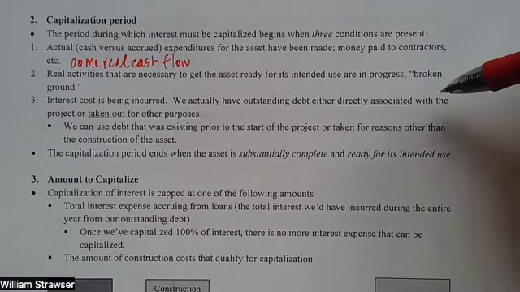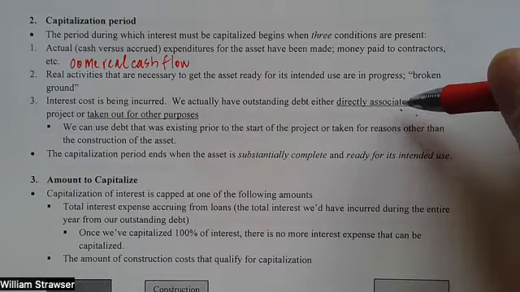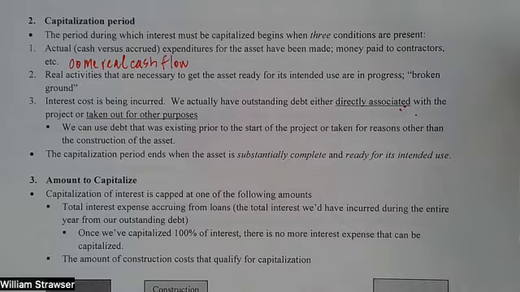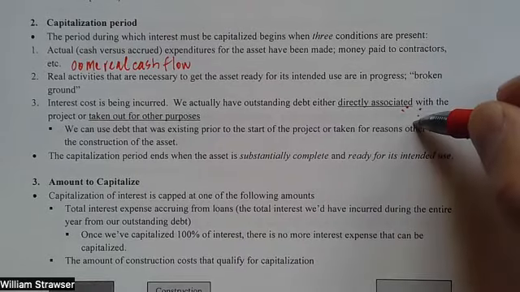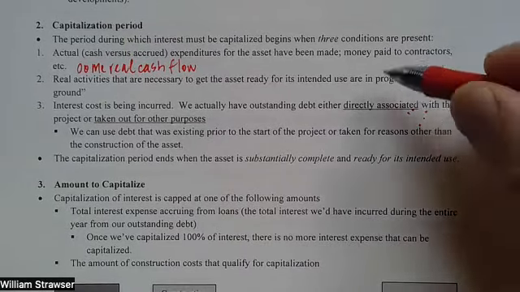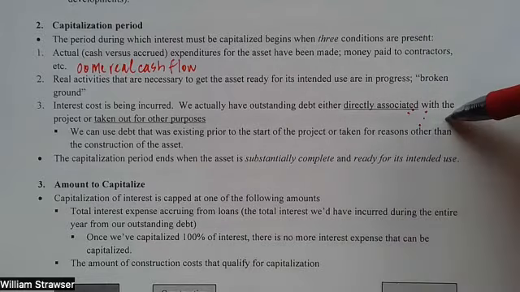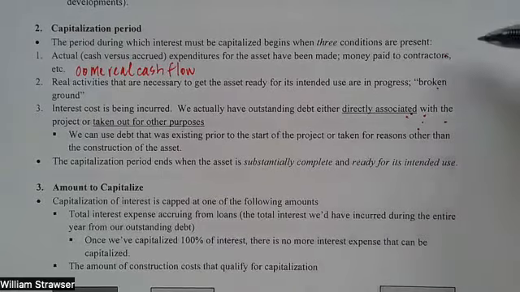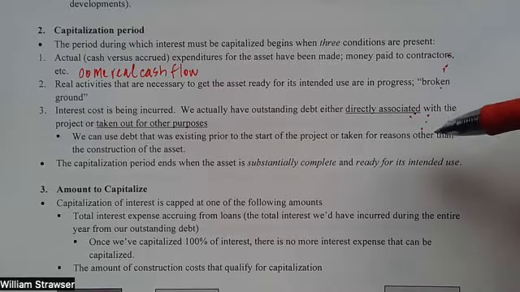And interest cost obviously has to be incurred. Like I said, we can either have specific debt that was directly associated to funding the project, or it could be debt that we already had outstanding. But these three things have to be all in play before interest can be capitalized. Very important to know how it qualifies, when we can start the capitalization process. If I've taken out a loan and I've broken ground, but I haven't paid anybody yet, doesn't matter. I can't capitalize interest until I write that first check, right?